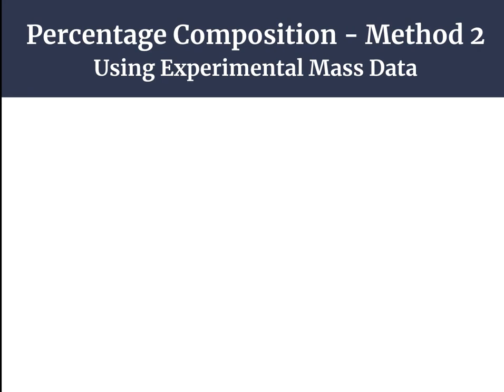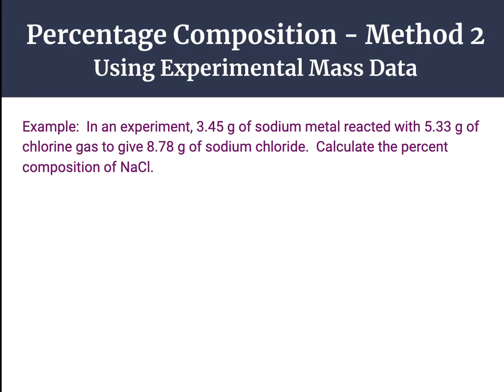So the other method is if you're given experimental mass data, and often this will be used when you don't actually know what the compound is that you're working with. In this example, you carry out an experiment where 3.45 grams of sodium metal reacted with 5.33 grams of chlorine gas, and that gives you 8.78 grams of sodium chloride. And so notice that 3.45 plus 5.33 equals the 8.78.